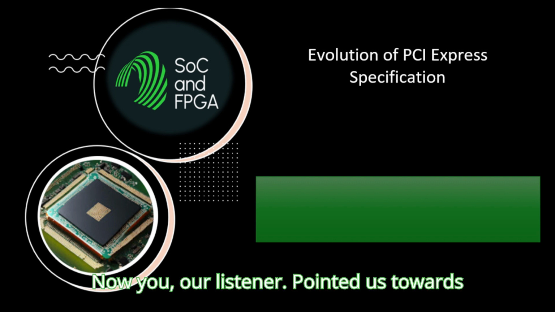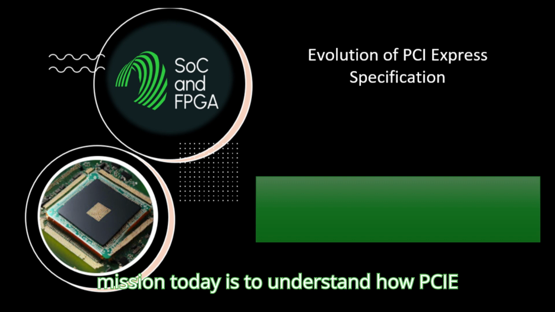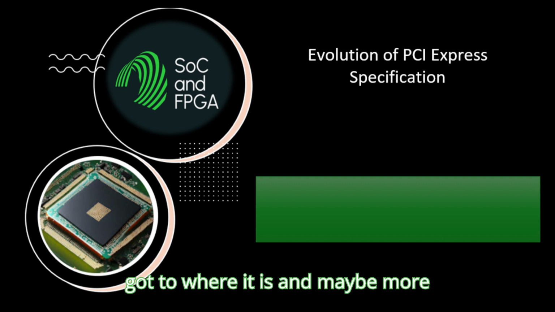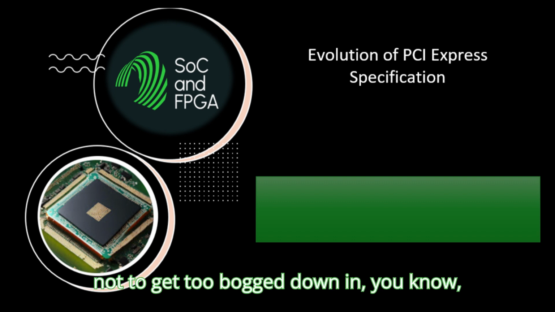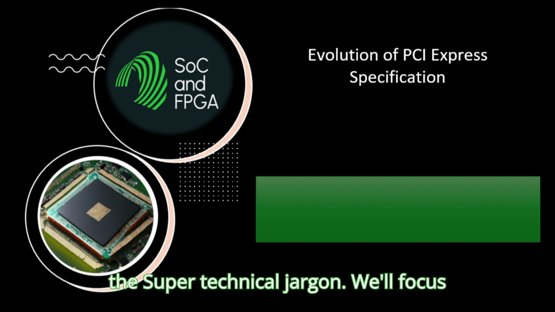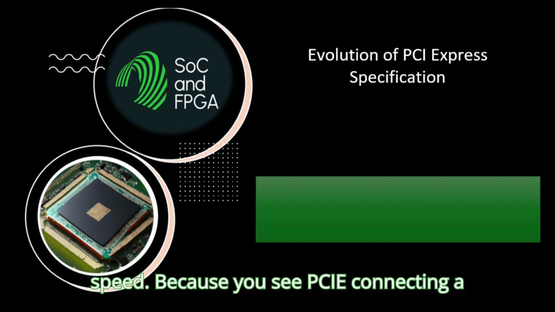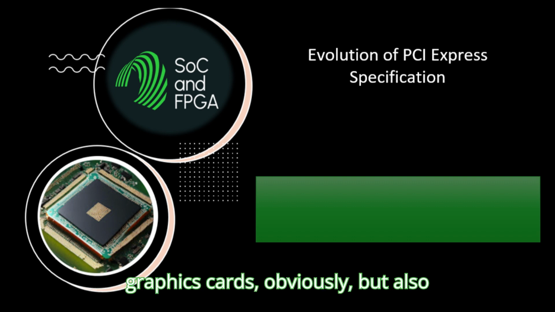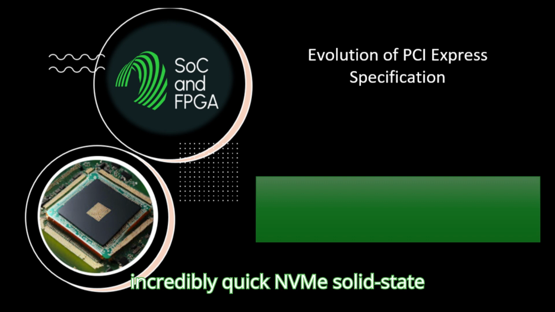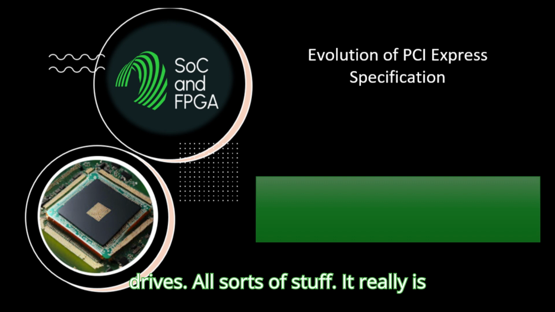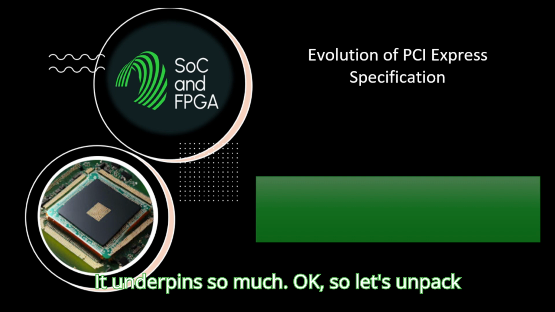Now, you, our listener, pointed us towards some really great sources on this. Yeah. So our mission today is to understand how PCIe got to where it is, and maybe more importantly, why it matters. We'll try not to get too bogged down in the super technical jargon. We'll focus on the why. Yeah, the why behind all this speed, because PCIe connects a huge range of components. We mentioned graphics cards, obviously, but also network cards, sound cards, those incredibly quick NVMe solid-state drives, all sorts of stuff. It really is foundational tech for modern computing. It underpins so much.